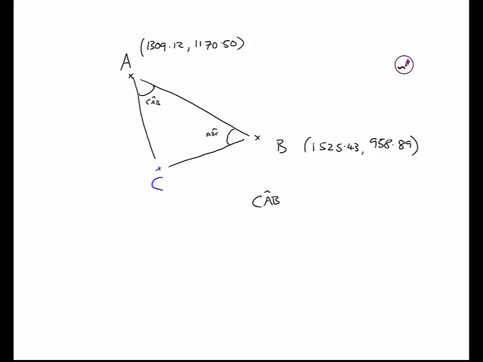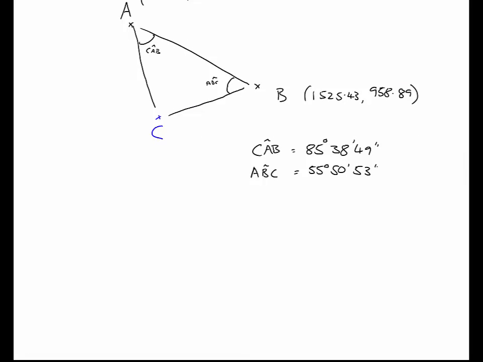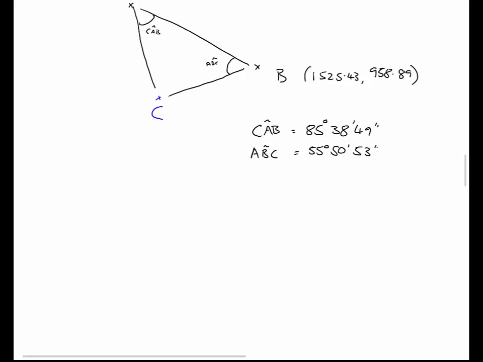So angle CAB is 85:38:49 seconds, and angle ABC is 55:50:53. Now when I apply the formula, we have to express this in cot, so it's a good idea to write these out. So cot of the angle CAB is equal to 1/tan of CAB, and likewise for ABC.